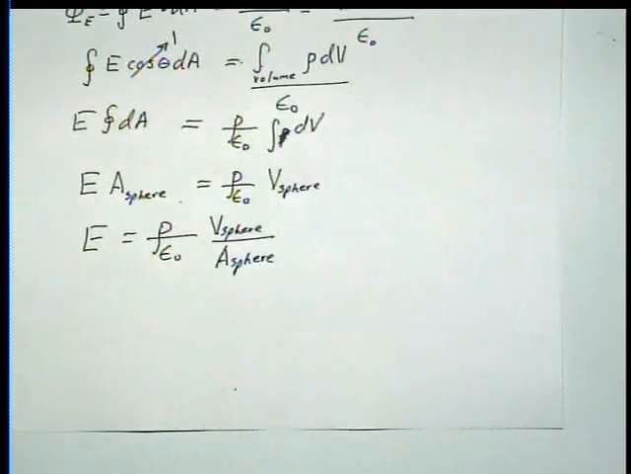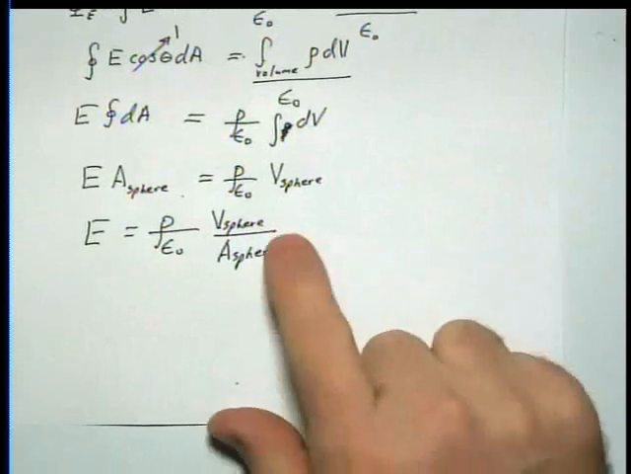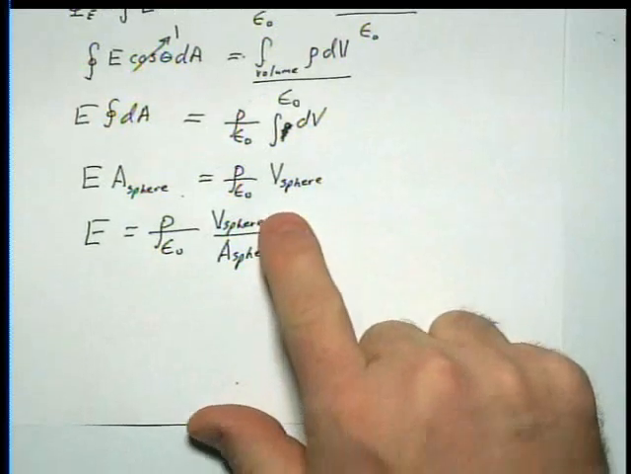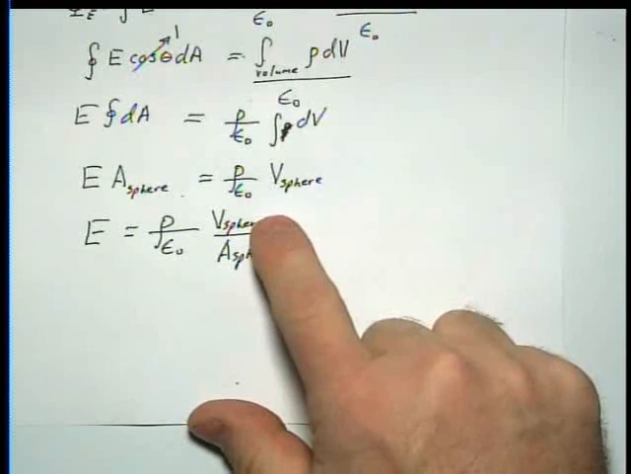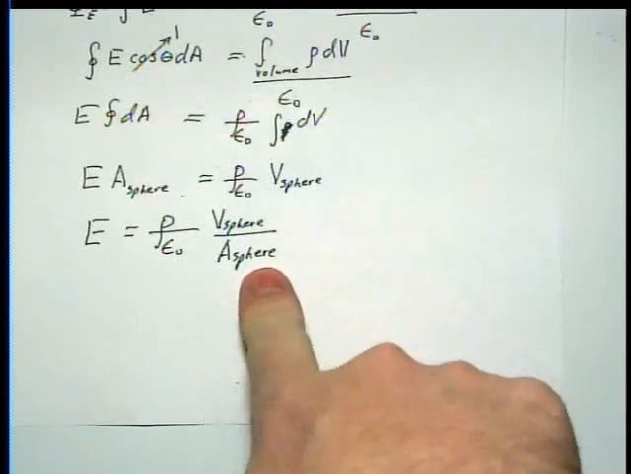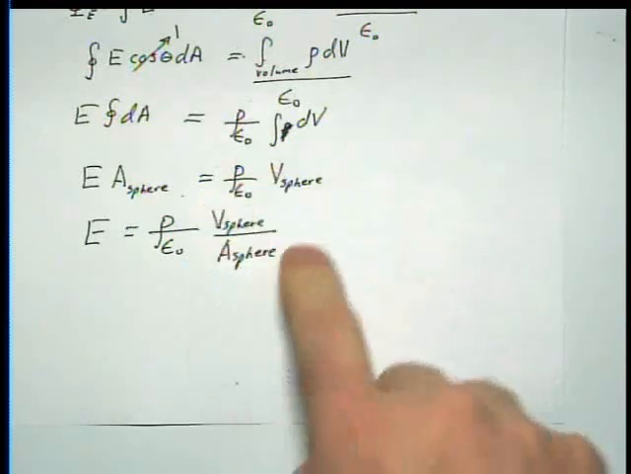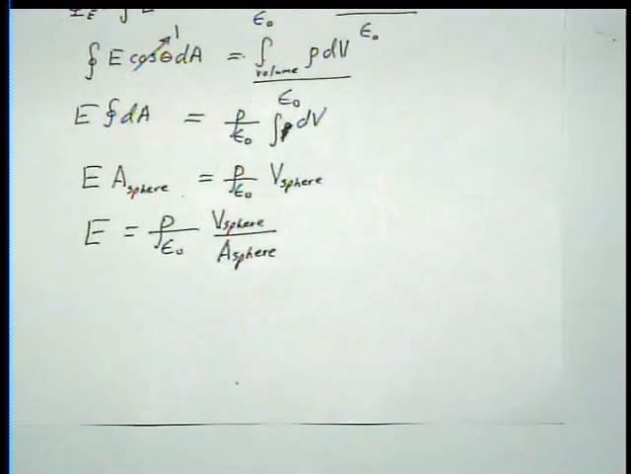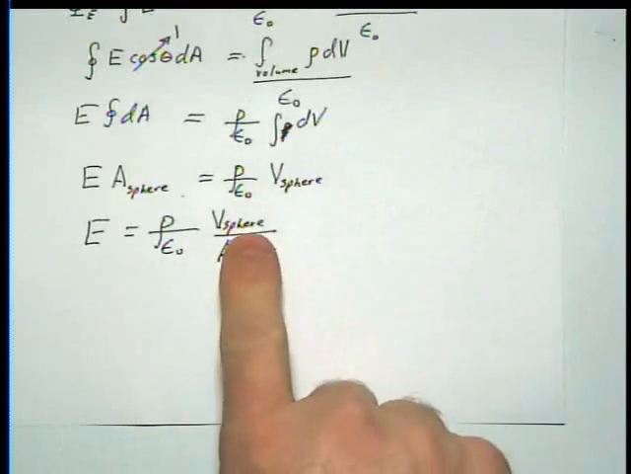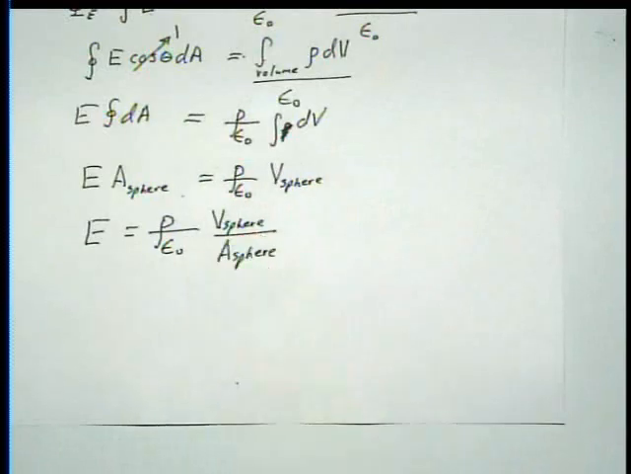Now, without going into a lot of detail, you should already know something about it. What's the units of a volume? Meters cubed. What's the units of an area of a sphere? Meters squared. So this thing is going to have the units of meters. This thing is going to grow linearly as you change that sphere. This is true for all things that are uniformly charged inside, whether they're a plane or a cylinder or a sphere.